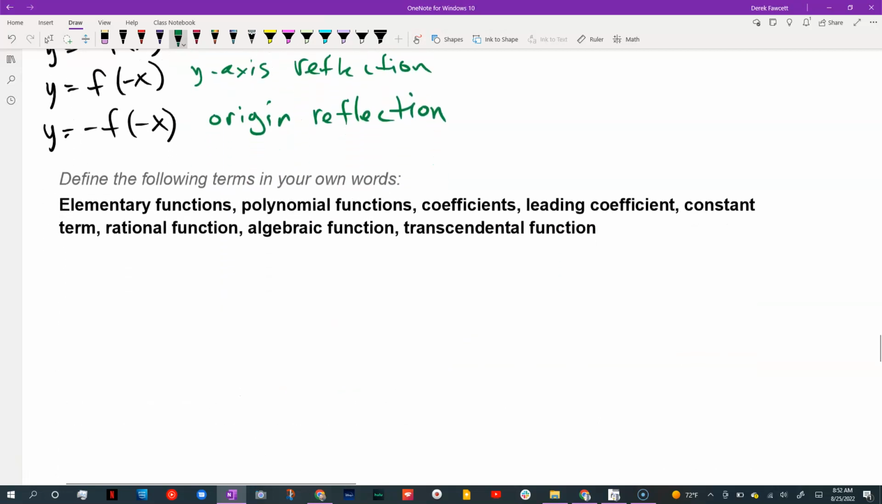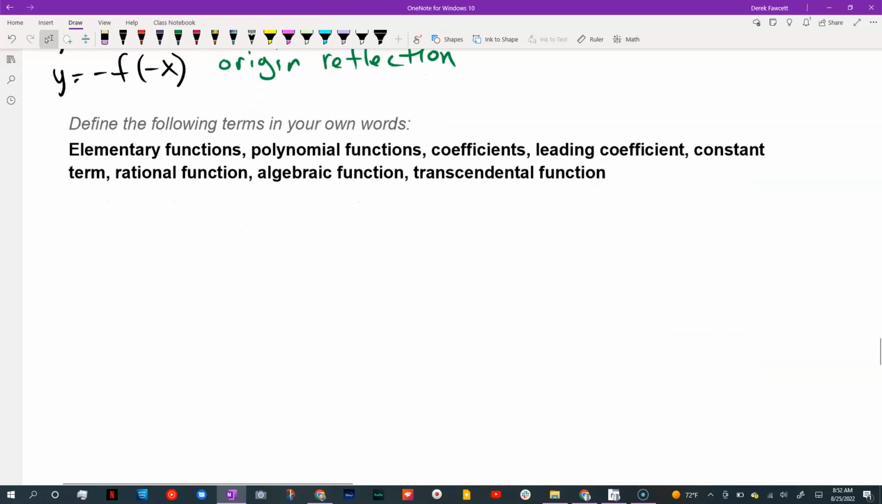Down here we have some more definitions. Go ahead and take a moment and see if you can write out what these definitions are from your memory, what you remember of them, or what they were when you learned them first. Pause the video, try that, and then come back, and then we'll talk through them.